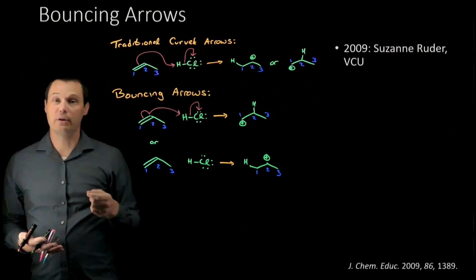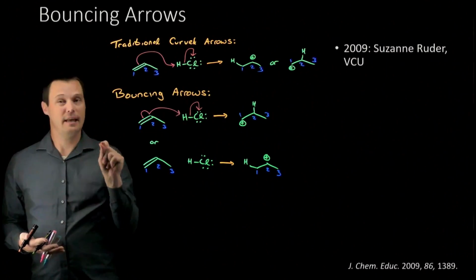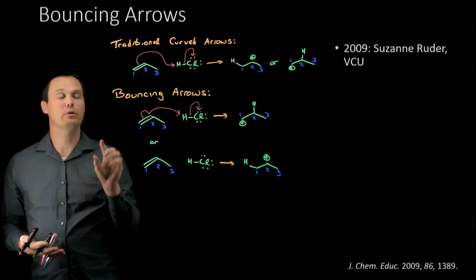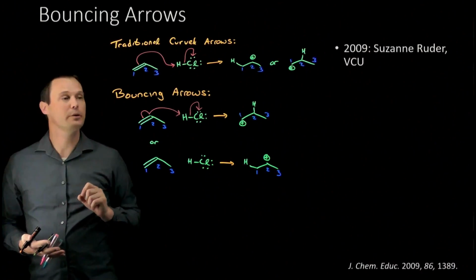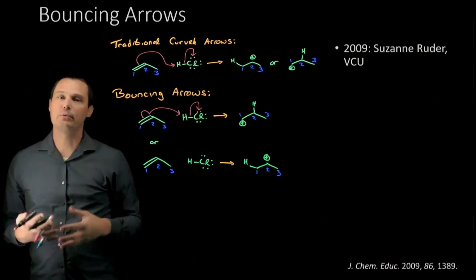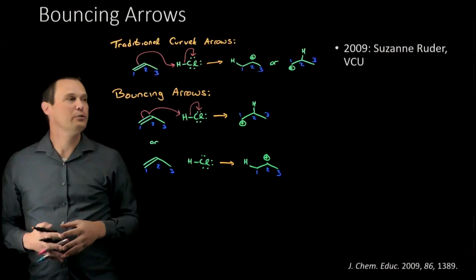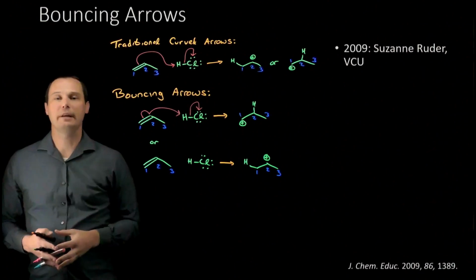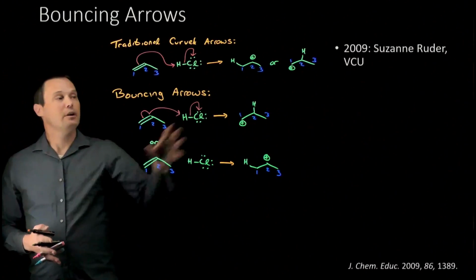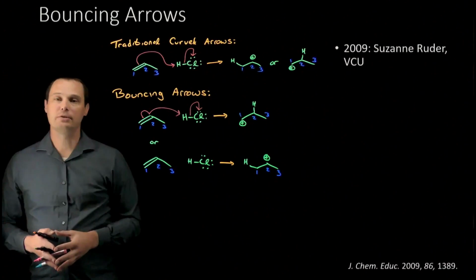So why not bouncing arrows that remove the ambiguity and show us exactly what is happening? Precision is important. Precision is key in organic chemistry. These bouncing arrows were developed by Suzanne Reuter at Virginia Commonwealth University back in 2009. We've got a link to the original JChemEd article down below if you'd like to see what she has to say about them. These bouncing arrows show us exactly what product is going to be formed.